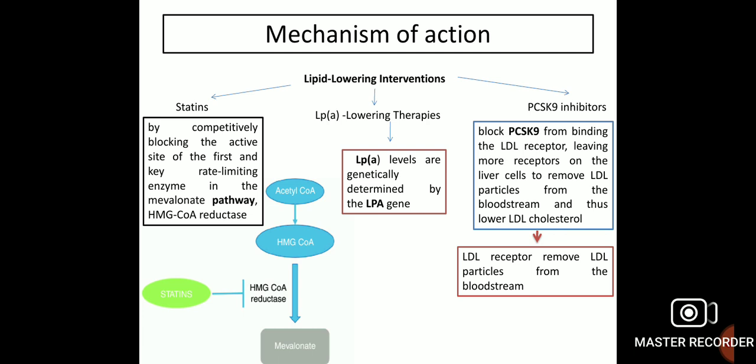So what statins do is inhibit the enzyme HMG-CoA reductase, which is required in the synthesis of cholesterol. Statins act by competitively blocking the active site of the first and key rate limiting enzyme in the mevalonate pathway, that is HMG-CoA reductase. So it inhibits the enzyme HMG-CoA reductase. Another is lipoprotein A lowering therapies. Lipoprotein A levels are genetically determined by the lipoprotein A gene. Then next is PCSK9 inhibitors.